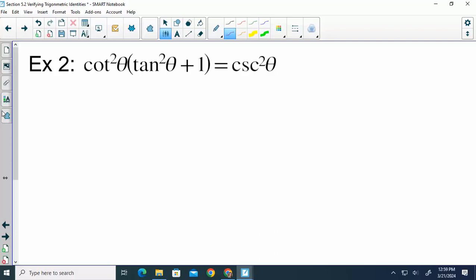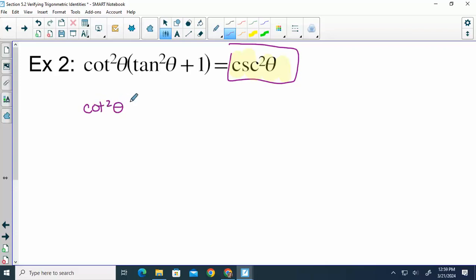Alright. Which side is easier? The right. Okay, so box it in. Cosecant squared. That's what my answer should be. I'm going to work until I get it. Any thoughts? What'd you change? The stuff in the parentheses. Okay. To what? Secant squared thing.